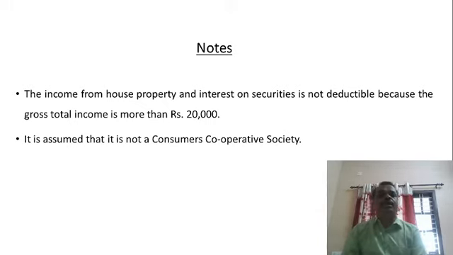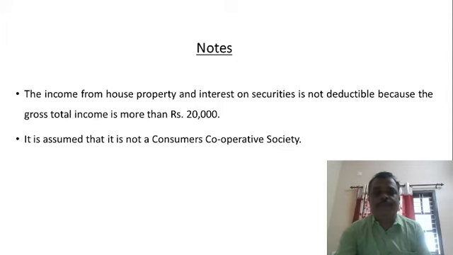See the note. The income from house property and interest on security is not deductible. Remember here 2 important points. Income from house property and interest on government security is not deductible because the gross total income is more than 20,000. It is assumed that it is not a consumer cooperative society. So income from other business 50,000 only deduction given in this problem. So we assumed that this particular society is not a consumer cooperative society.